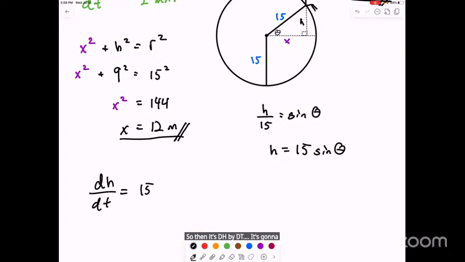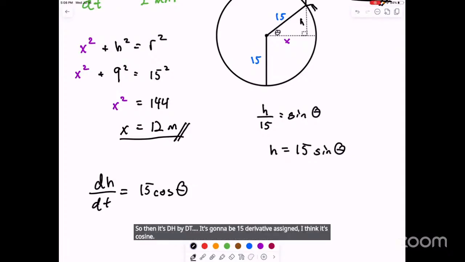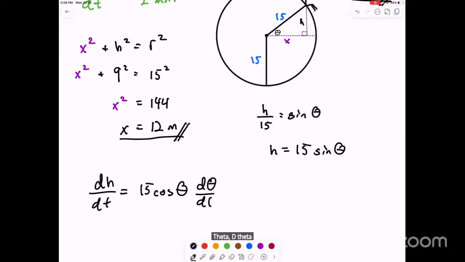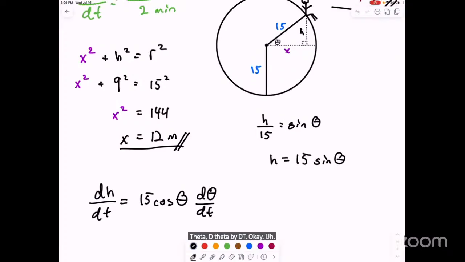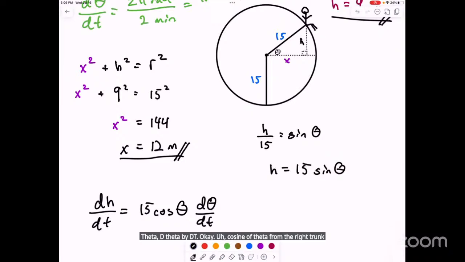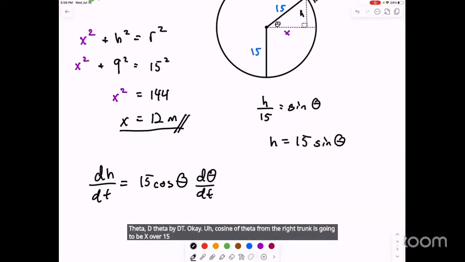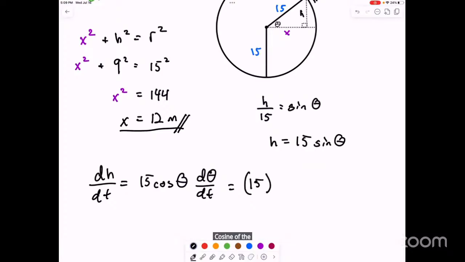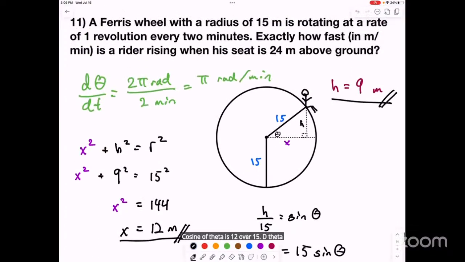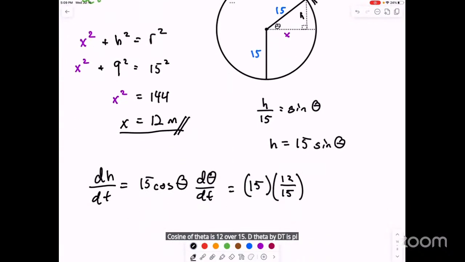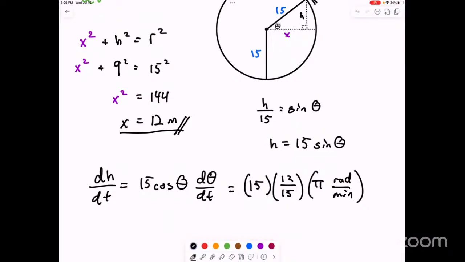It's going to be 15 times the derivative of sine, I think it's cosine theta, d theta by dt, okay? Cosine of theta from the right triangle is going to be x over 15, which is 12 over 15. So let's plug in what we have. We got this 15. Cosine of theta is 12 over 15. d theta by dt is pi radians per minute. Okay, so then this is going to cancel this.